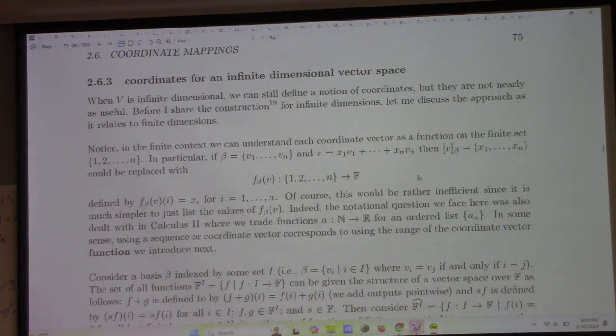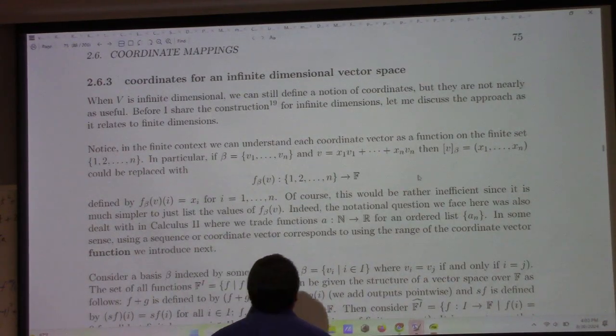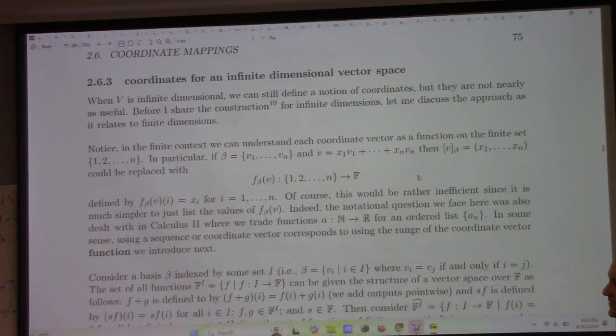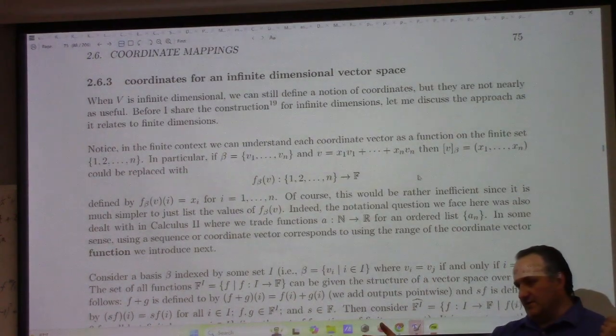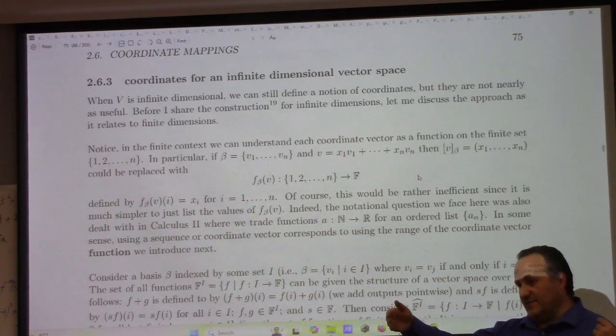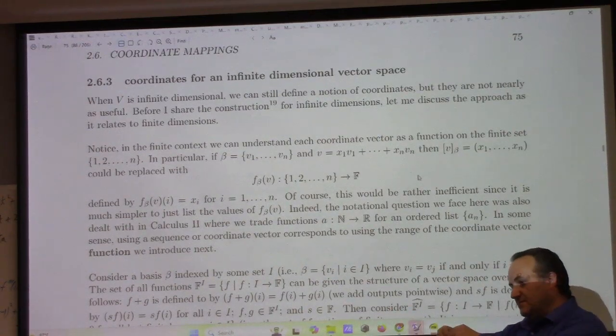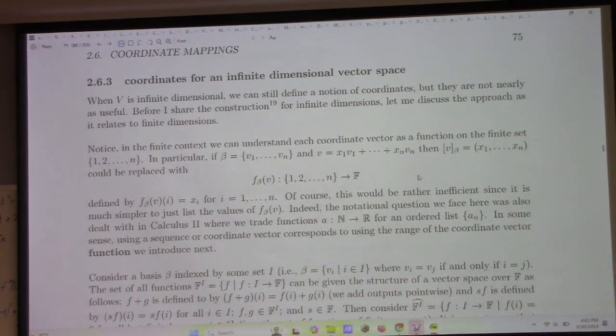So how do you define coordinates for an infinite dimensional vector space? Well, you use functions that are called characteristic functions. Basically, you define a function such that it's 1 when you input the vector and it's 0 otherwise. If you got a basis for your infinite dimensional space, you define the coordinate vector using that. So if you plug in the basis vector, it gives you 1. If you don't, that coordinate map gives you 0.